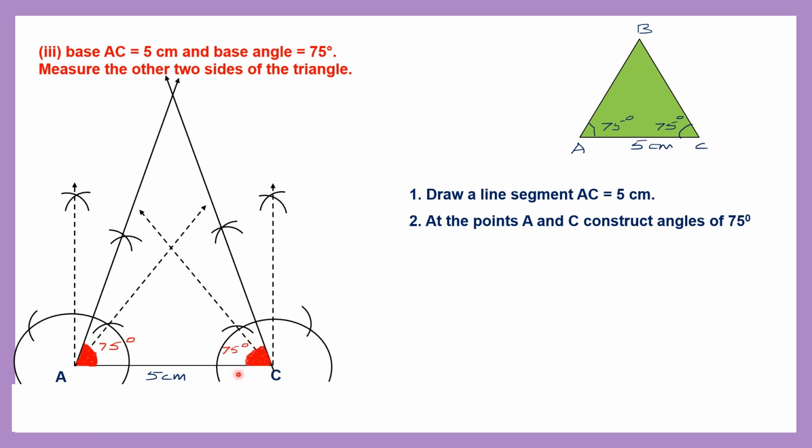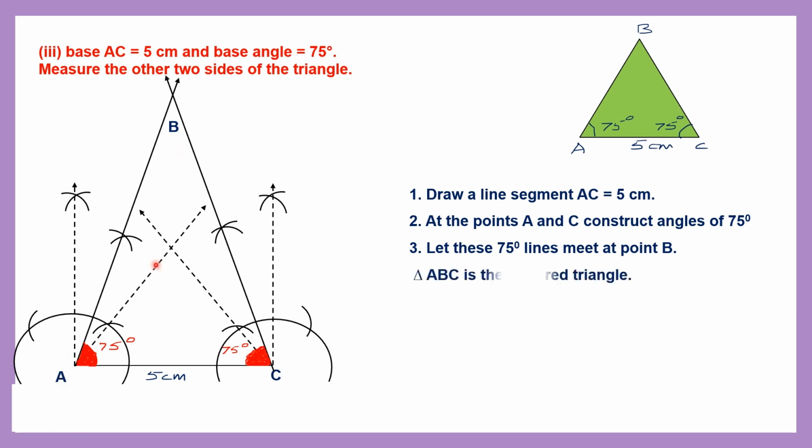So 75 degrees here and at A. Now what is the next step? Let these 75 degree lines meet at point B. So this 75 degree line, I've extended it. This also I've extended so that they will meet at a certain point. Let that point be B. Okay, so that is B.